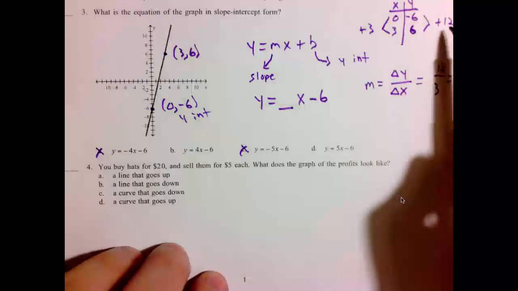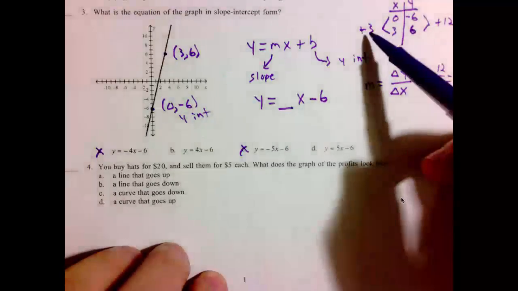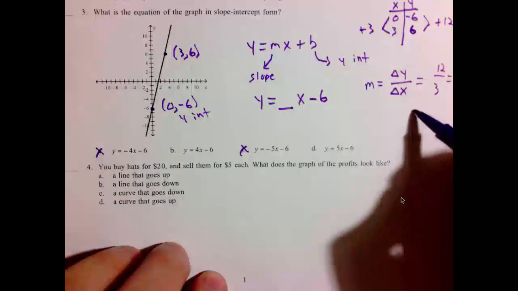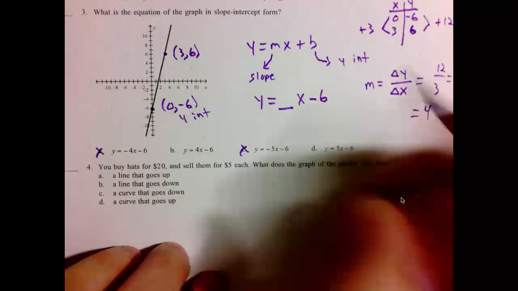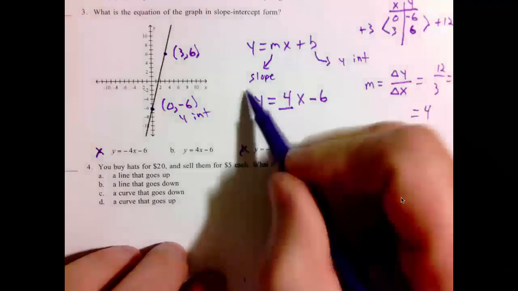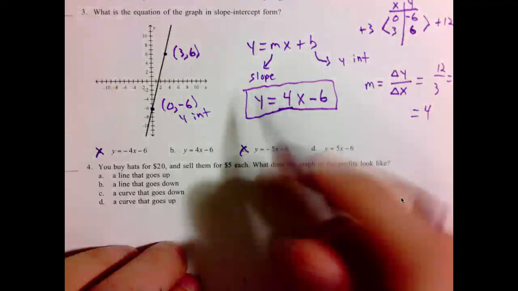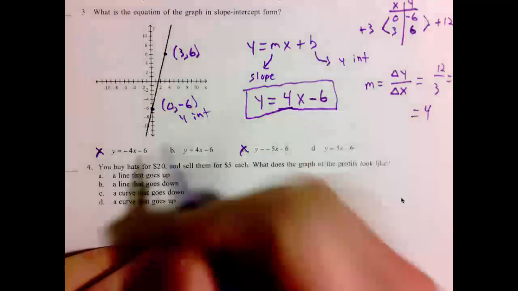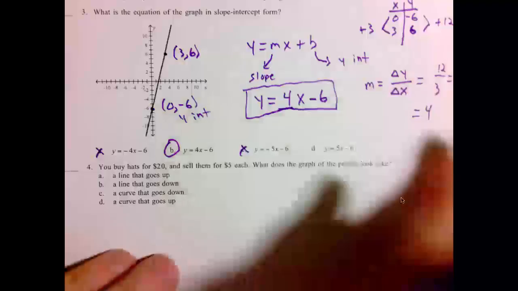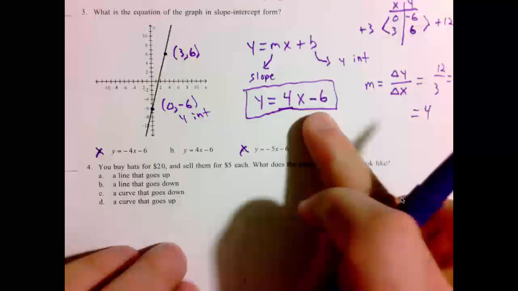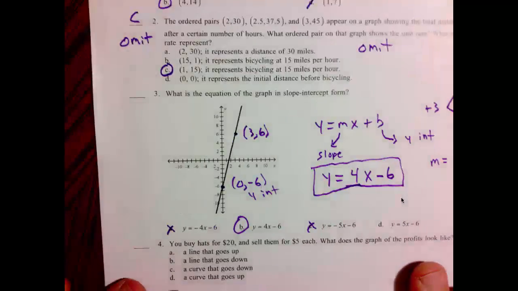We see that our change in y is 12 and our change in x is 3. 12 divided by 3 is 4. So 4 is our slope. That goes right here. The equation of our line is y equals 4x minus 6. The correct answer is 3B. 3 is B.